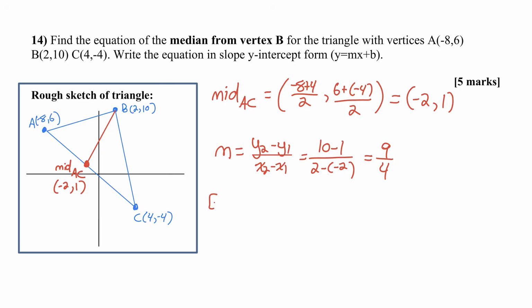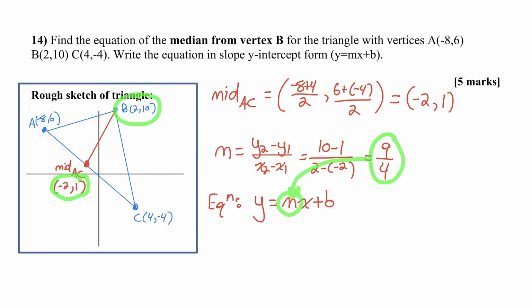I can now find the equation of the median in the format y equals mx plus b by taking my m value, subbing it in for m, and then choosing either of the points that are on my median and subbing in the coordinates as my x and my y, and that allows me to solve for b. I'll choose point B as my x, y. So it would be 10 equals 9 over 4 times 2 plus b.